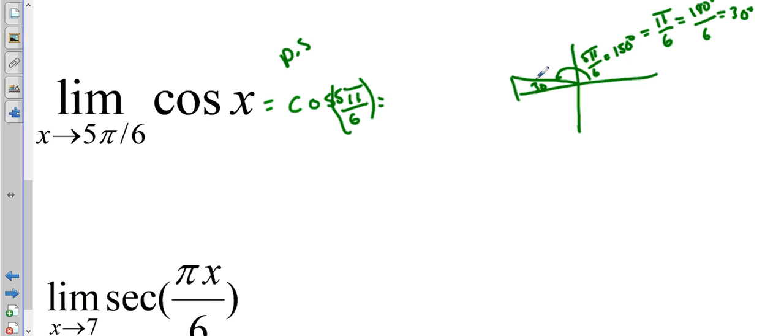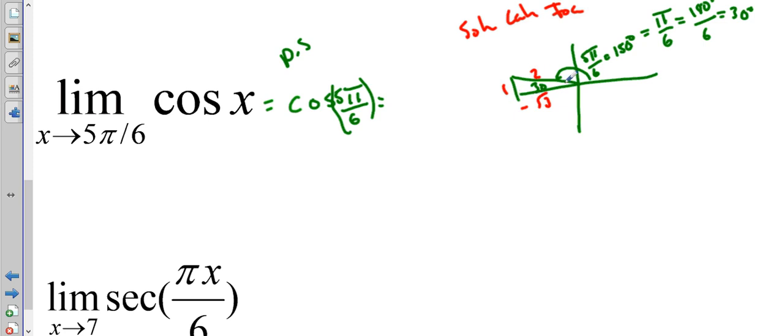Well, I just draw a little triangle. You can use the unit circle or the circle chart. It doesn't matter. I know cosine is going to be the x value, or you can just use SOHCAHTOA. I just go 1, radical 3, and 2, because that's a 30-60-90 triangle. 1 is always opposite the 30, radical 3 is the adjacent, and 2 is the hypotenuse.